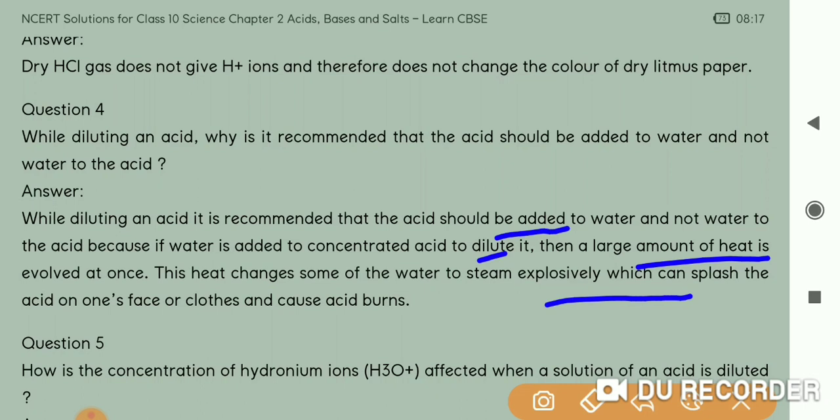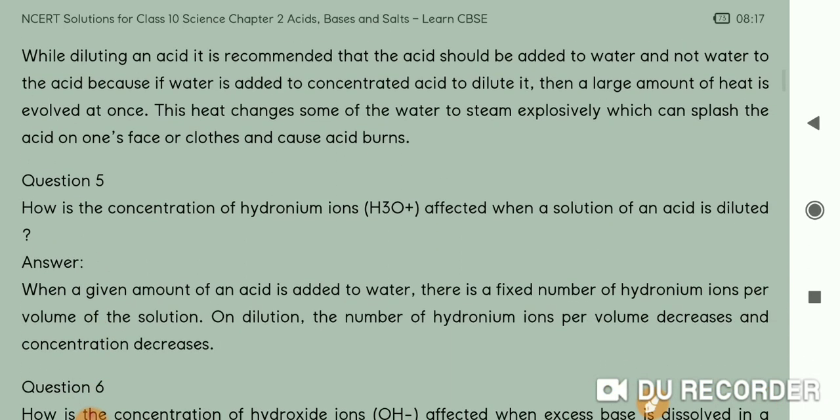It is recommended to add acid into water, and while adding we have to continuously stir so that the heat produced will be spread in the solution and it will not splash.